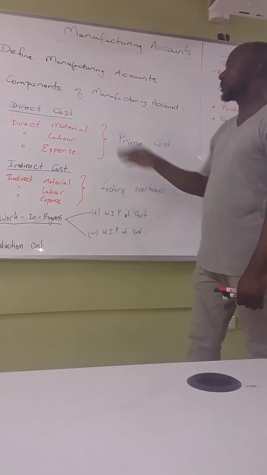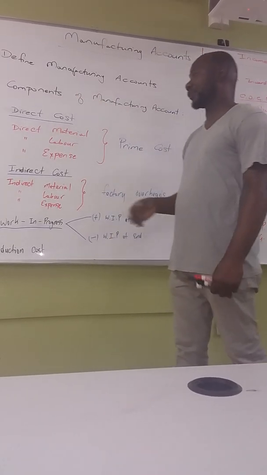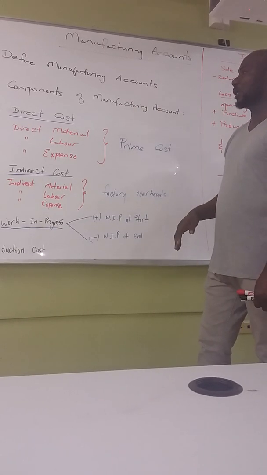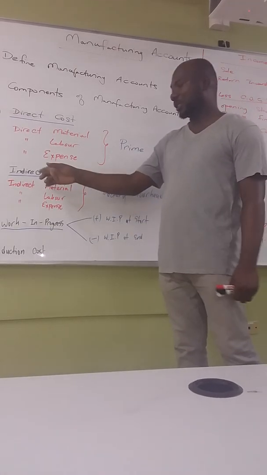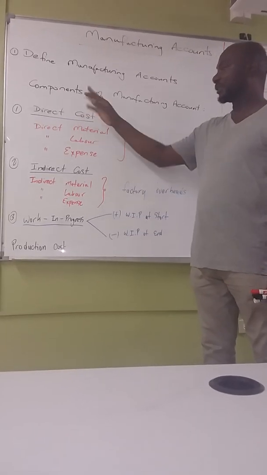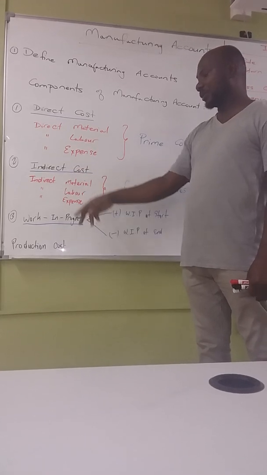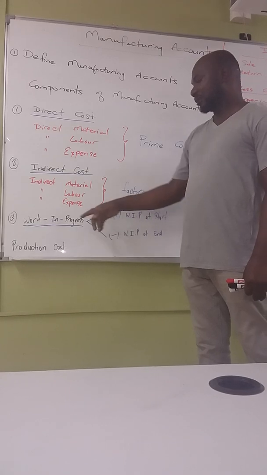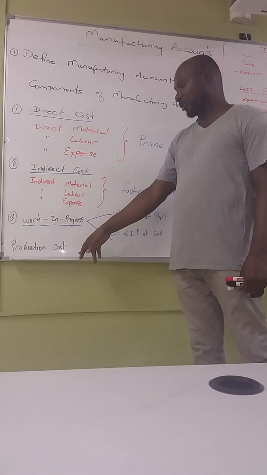Now I want to look at the components of the manufacturing account, or what we could refer to as elements of the manufacturing account. Direct costs are a component, indirect costs, and work in progress. Your direct costs plus your indirect costs plus your work in progress at the start, minus your work in progress at the end, will give you what is known as your production cost.